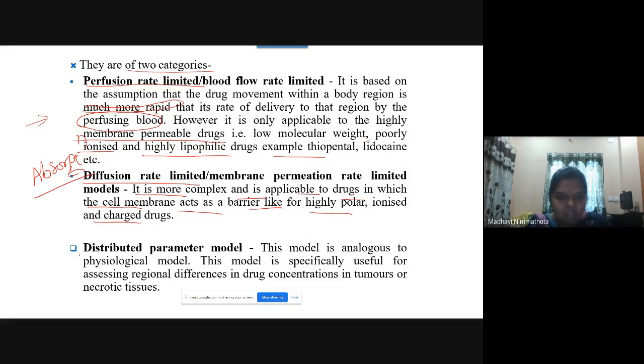And then the distributed parameter model. This model is not commonly used, and this is not in your syllabus also. This model is analogous to the physiological model.